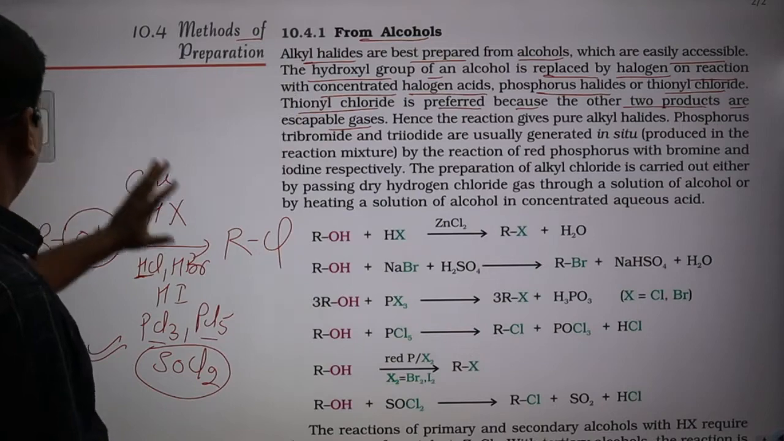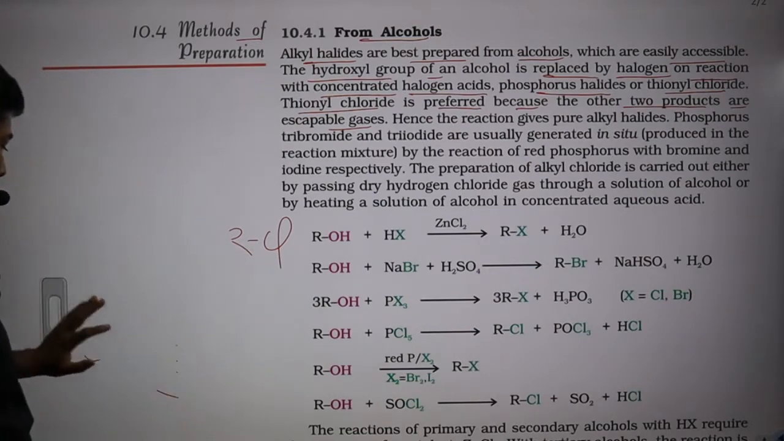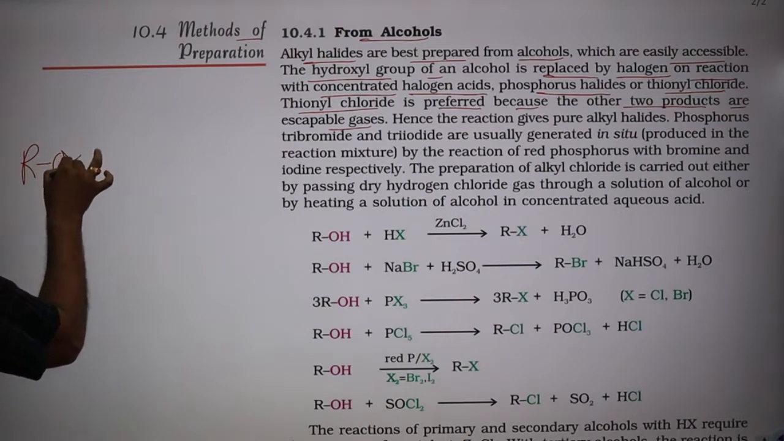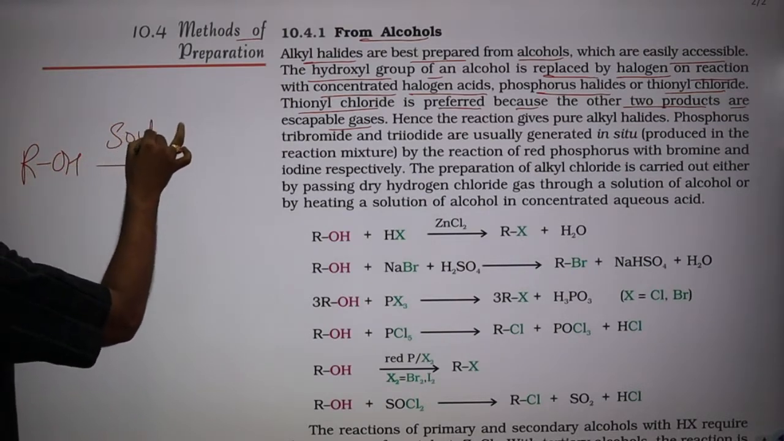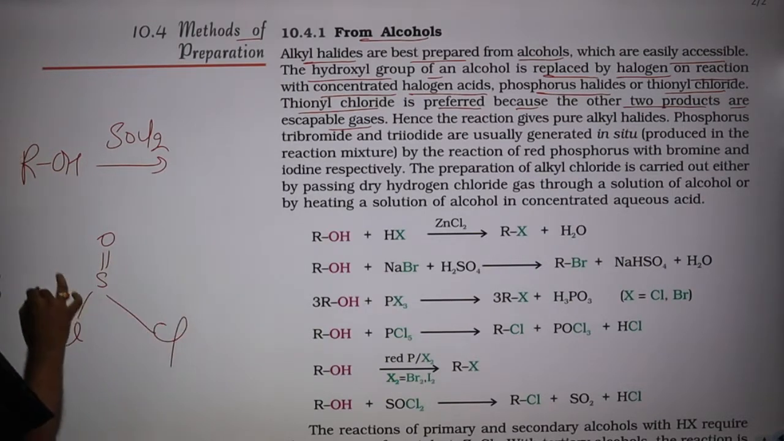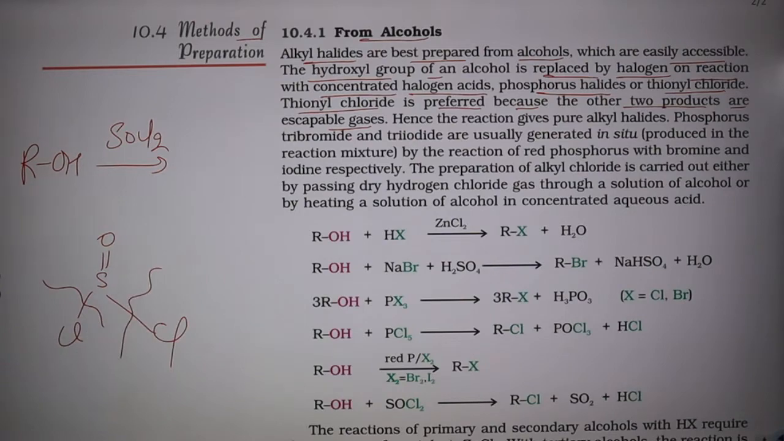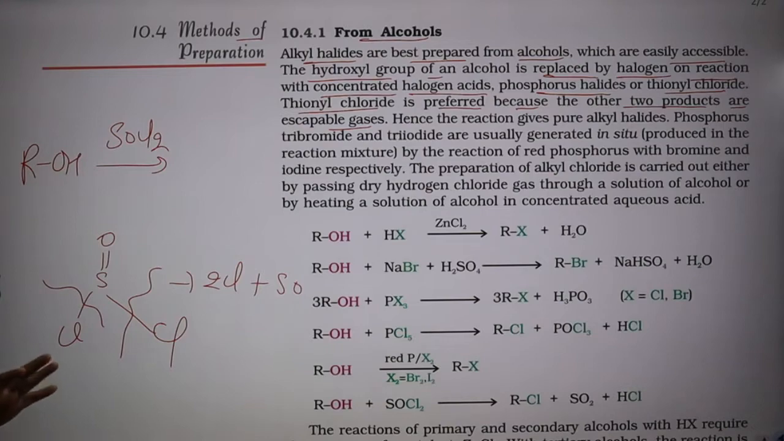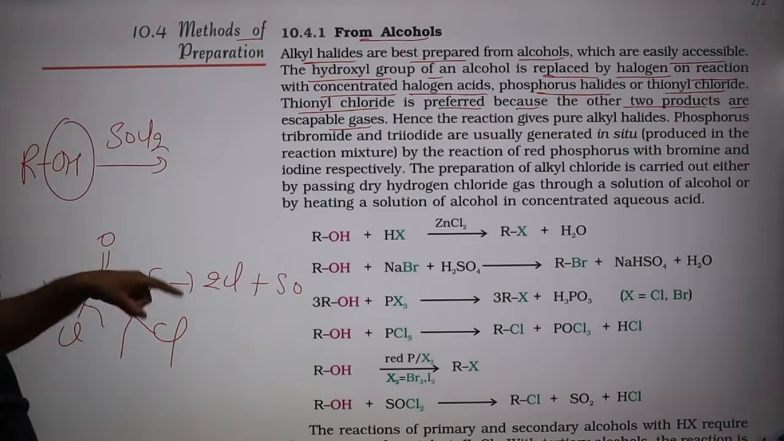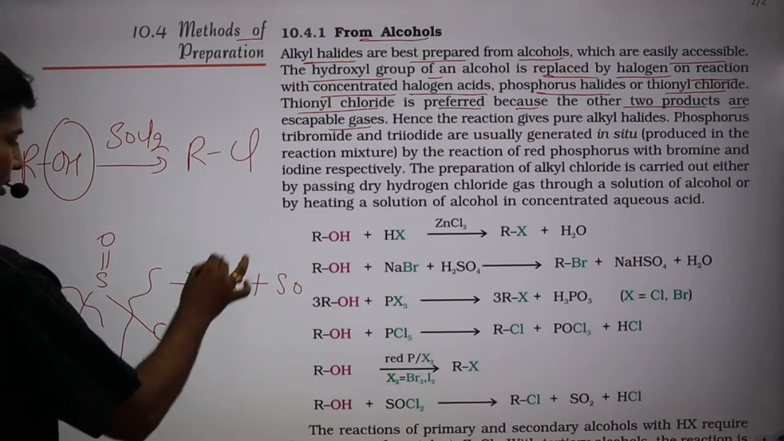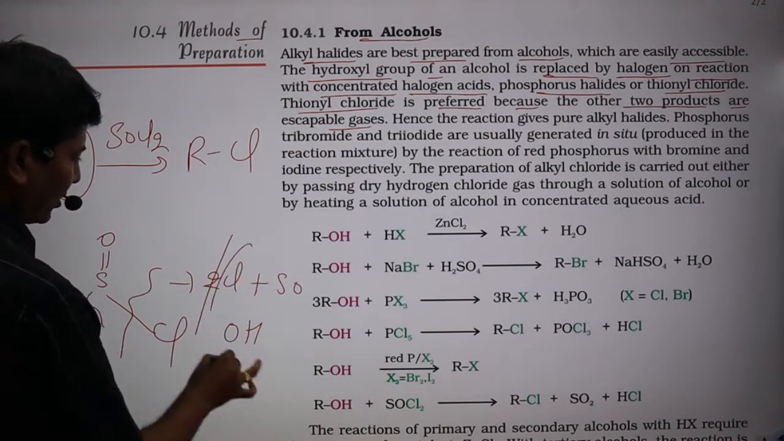Let me understand what happens when alcohol reacts with thionyl chloride. OH is there, and we have thionyl chloride. The structure of thionyl chloride is something like this. These two Cl are separated from here, so we get 2Cl, and this is SO. I'm just talking about how it is breaking. OH will be removed, and one Cl will come here. This is RCl. So one Cl is removed. Here we have OH. This portion is left.